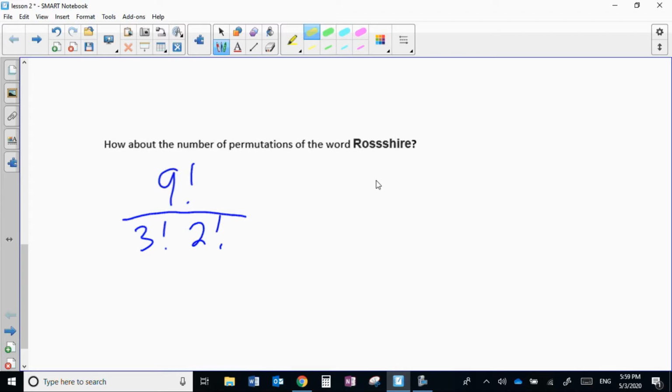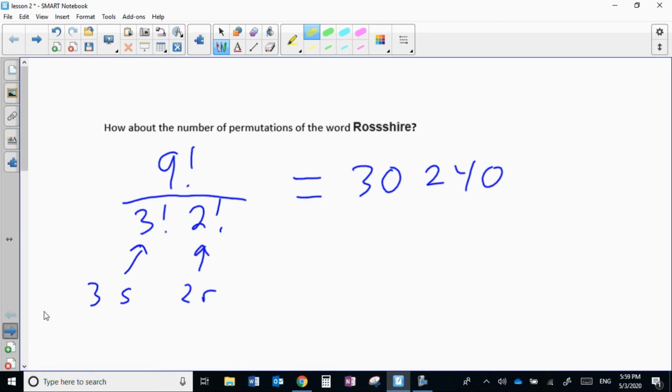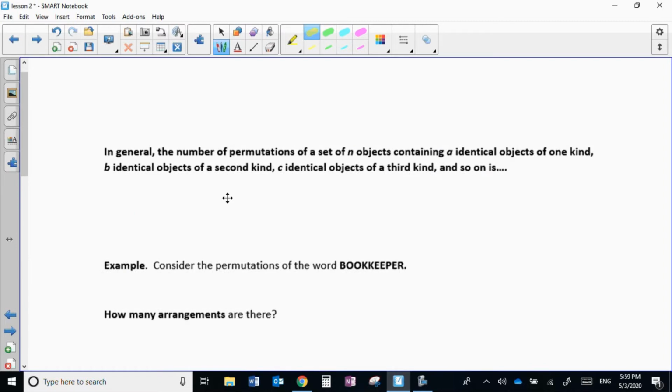So in this solution, the 3 factorial is because there's 3 S's, and the 2 factorial is for the 2 R's. Now if you take 9 factorial divided by 3 factorial and divided by 2 factorial, you get 30,240 permutations. Now in general, we can say that the number of permutations with identical objects can always be done this way.